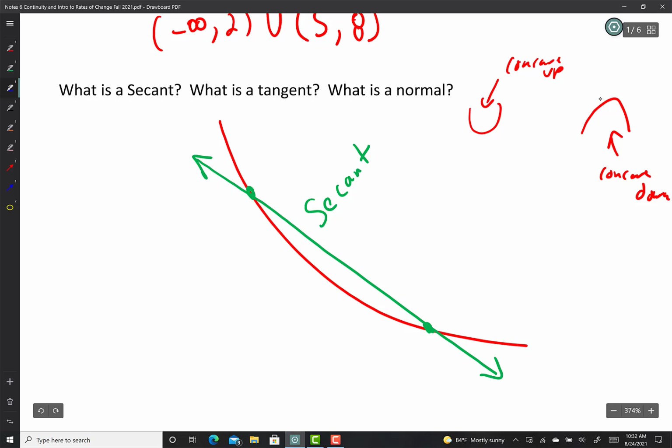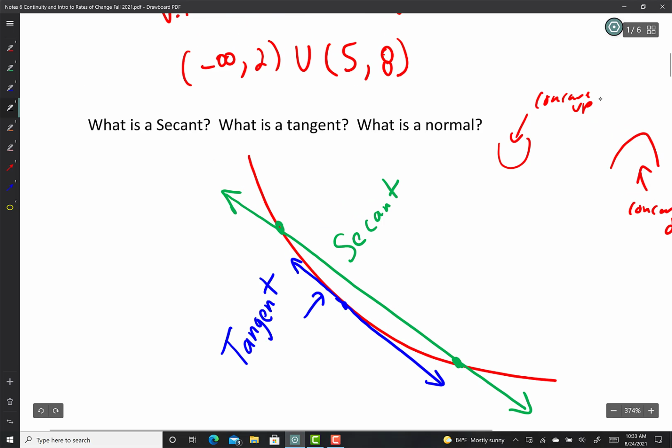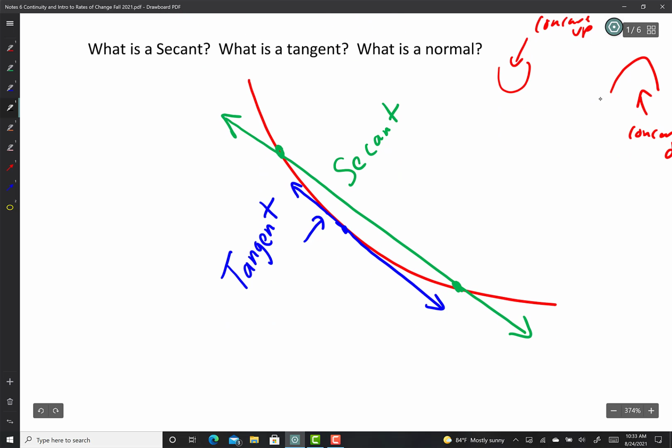A tangent. I'm trying to draw my tangent perfectly, guys. There we go. That's a tangent. And the normal is perpendicular to your tangent.